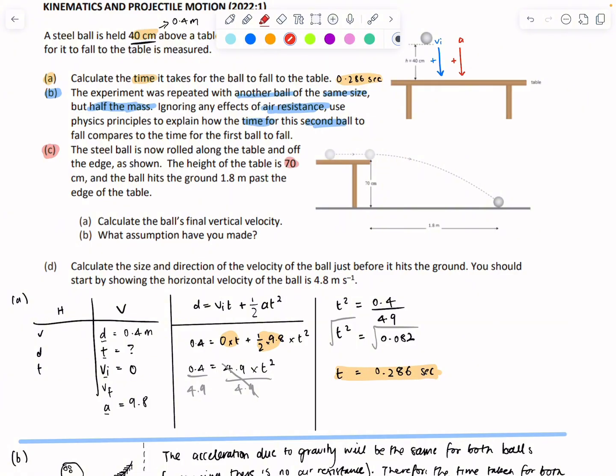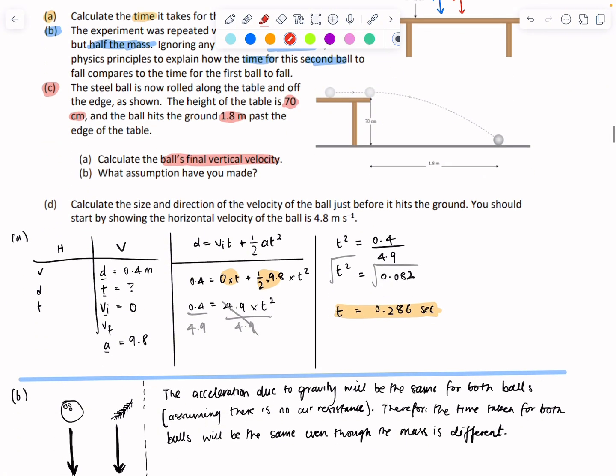The height of the table is 70 centimeters and the ball hits the ground 1.8 meters past the edge of the table. A. Calculate the ball's final vertical velocity. What assumption have you made?